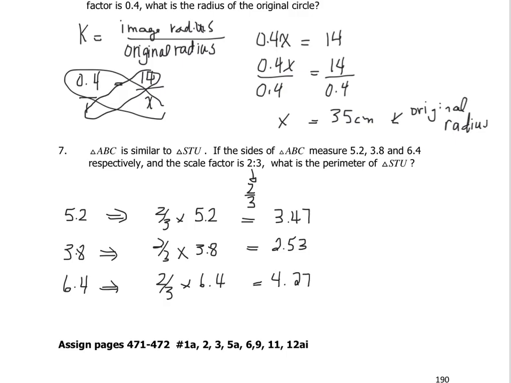So those would be the new sides, so the new perimeter would be the total of those added together, 3.47 plus 2.53 plus 4.27. And that would give you 10.27. And it doesn't say what units it is, centimeters or not.